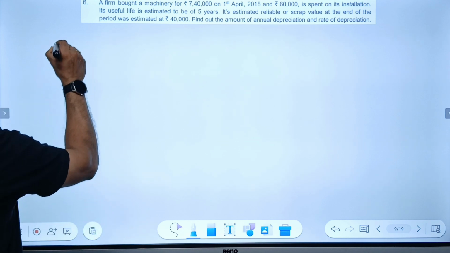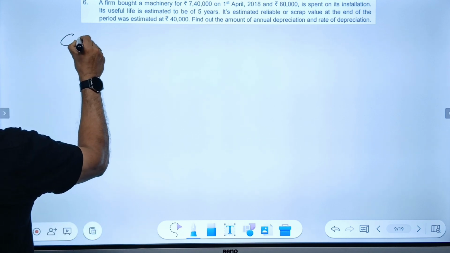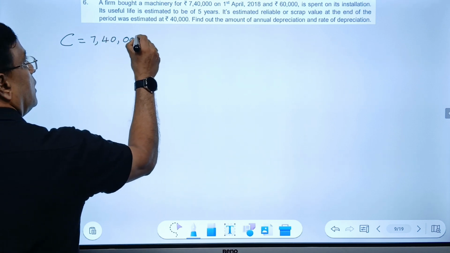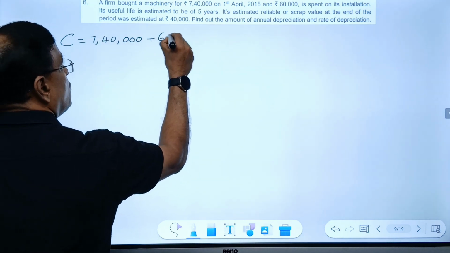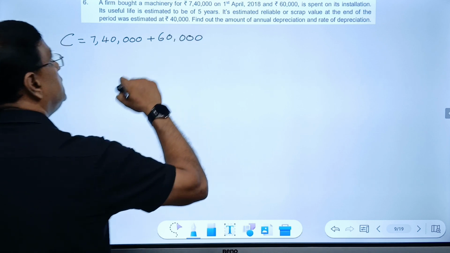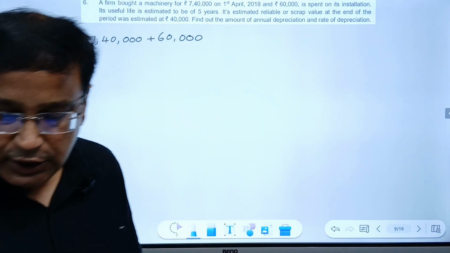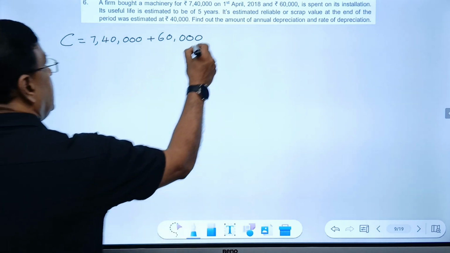Now here, what is my total cost? My total cost is 7,40,000 plus 60,000. Why? You are not only buying the machinery, you need to also spend money on its installation. So that comes up to 8 lakhs.